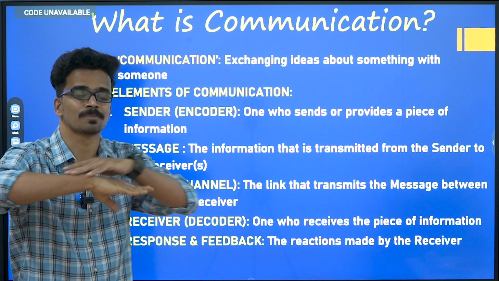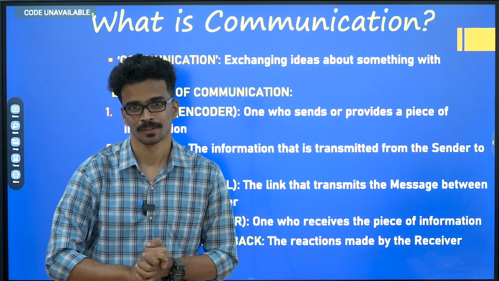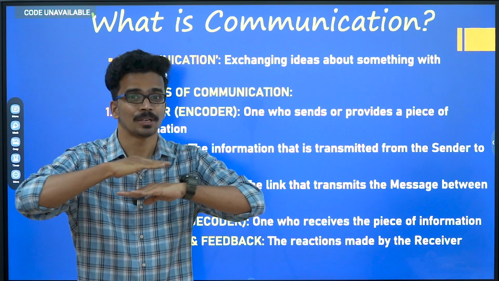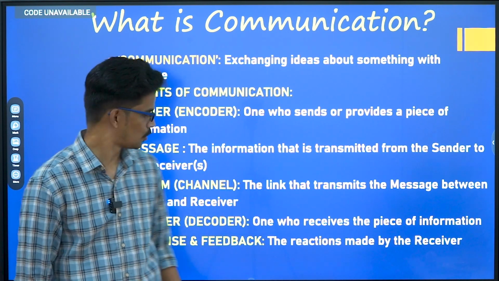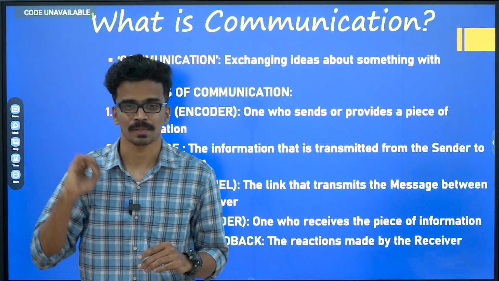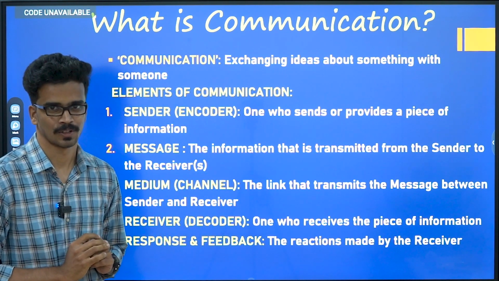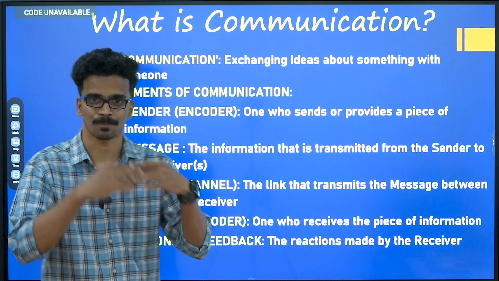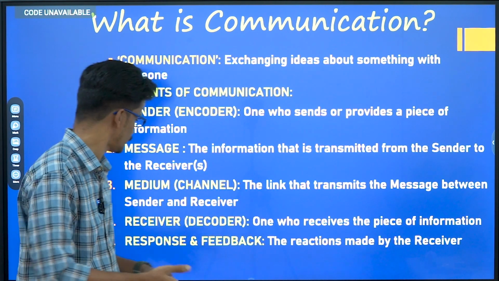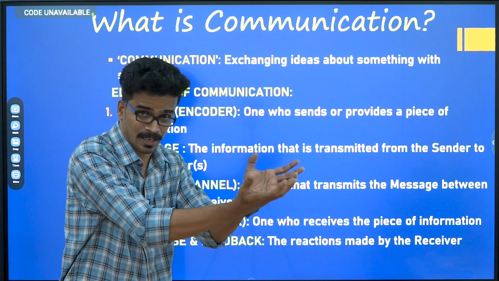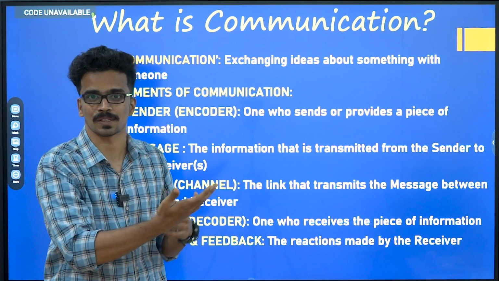They have a transmitting link in between. The transmitting link in between is called medium, or the channel through which this message flows. So we have the sender who sends a piece of information called the message through the medium or channel to the receiver's end, where the receiver decodes the message.